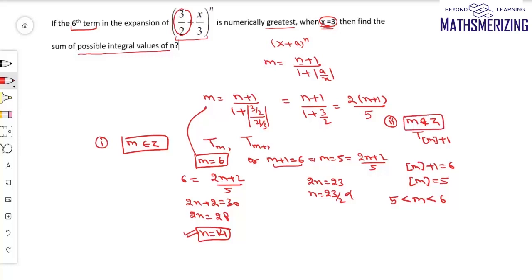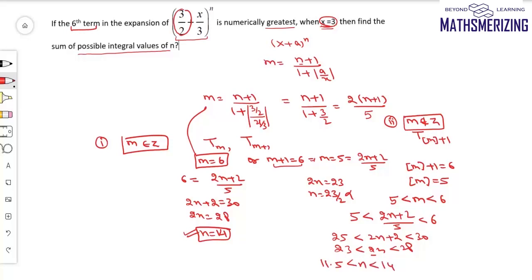So I'll put the value of m here. So I'll write 5 less than (2n plus 2) upon 5, and this is less than 6. So that should be 25 less than 2n plus 2 less than 30, so 23 less than 2n less than 28, and if I divide by 2, I'll get 11.5 less than n less than 14. So from here, I'll get two values of n. So either the value of n is 12 or the value of n is 13.